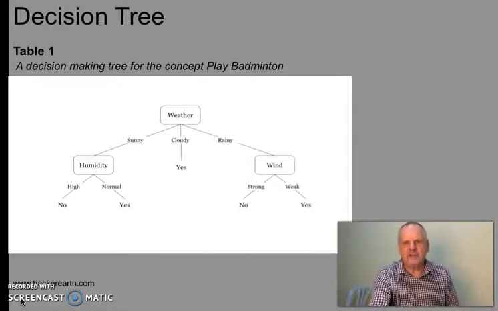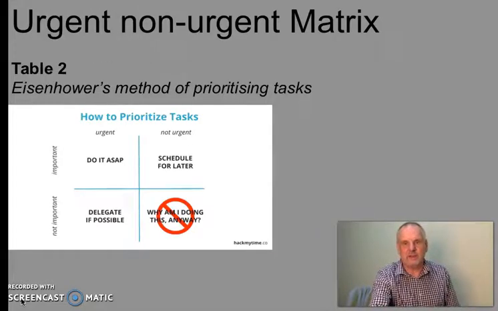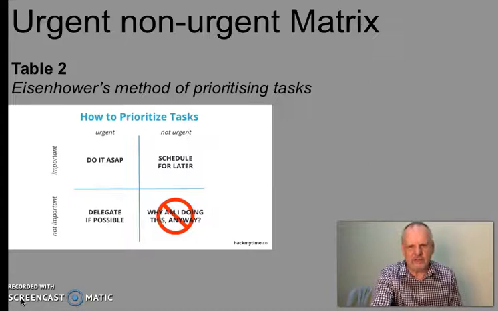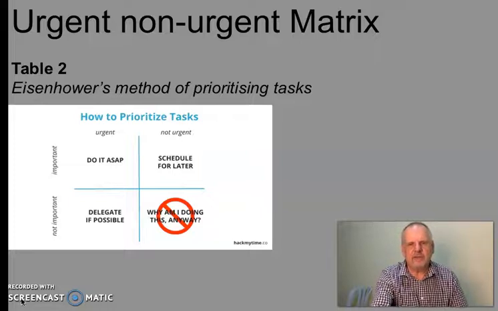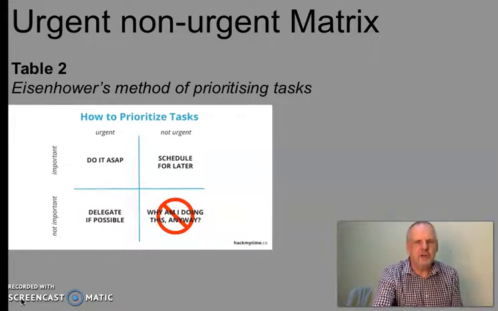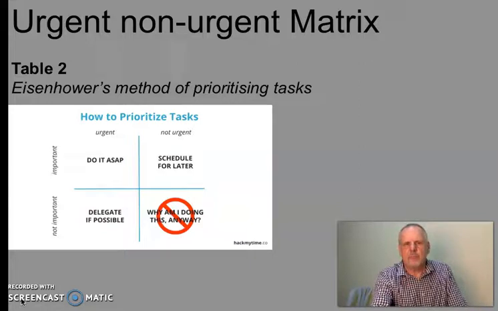So decision-making trees can help you to make complex decisions where there are a variety of alternatives that you could take or events that could happen. Another way to look at a decision is time management. General Eisenhower, a US military general who was also the president of the United States later on, was, as you can imagine, very busy, and he needed to prioritize his time.